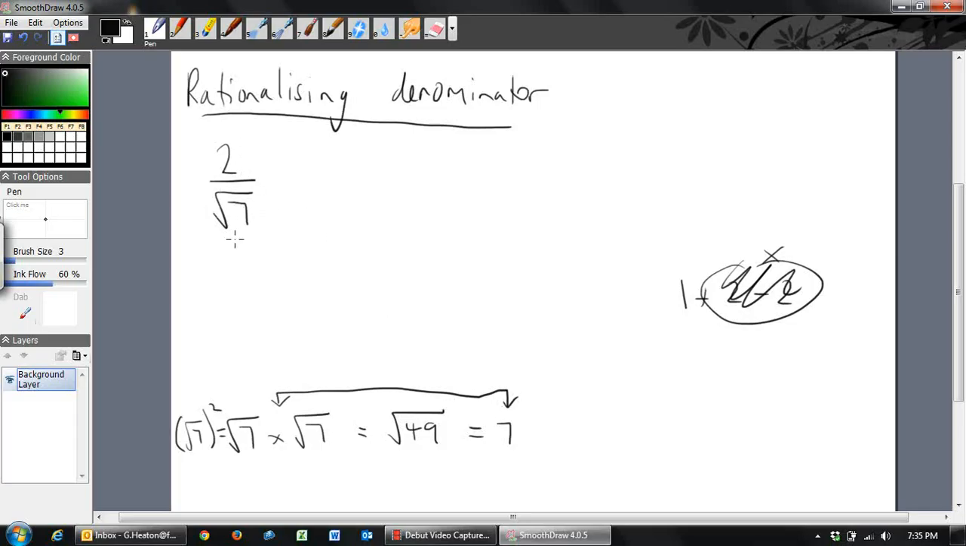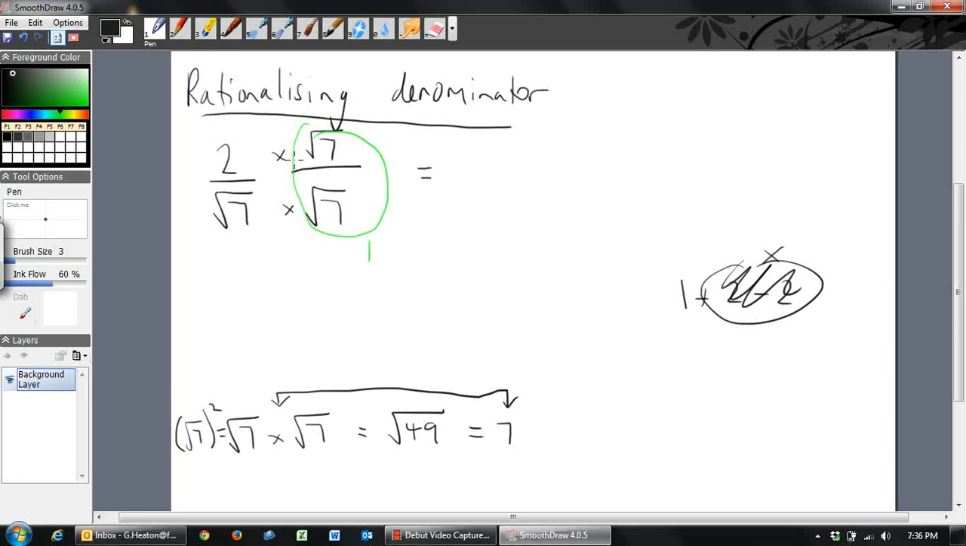So let's have a look up here. If I want to get rid of this square root sign on this root 7, what I can do is multiply that bottom line by root 7. But that would be changing the value of this number here, and that wouldn't be good. And so what we do is we multiply both the top line and the bottom line by root 7. And that in fact does not change the value of this fraction at all, because we're just multiplying by 1. This whole thing here is just 1. Anything divided by itself is equal to 1. So we're not changing the value of it at all, which is a good little trick, don't you think?